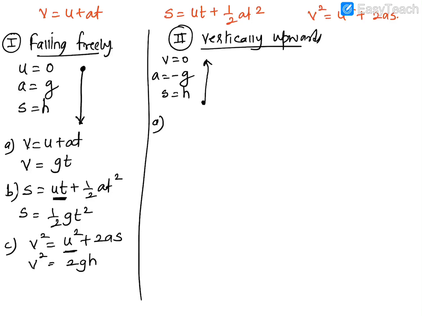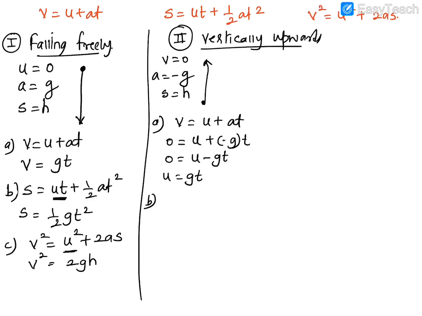Now let's start. What will be the first formula? V is equal to u plus at. So how much is V? We do not know. How much is u? Sorry, we know V. V is equal to 0. u is u only. a is minus g and into t. So 0 equals u minus gt. So u is equal to gt. That is the first formula.